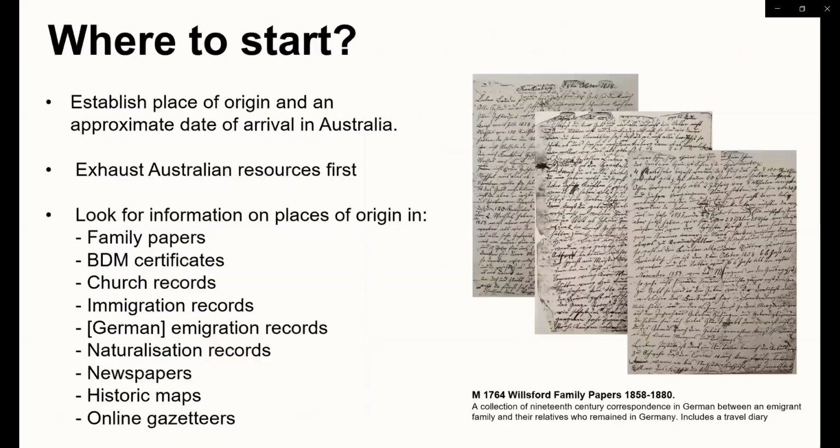So where to start? It's critical to establish first the place of origin and an approximate date of arrival in Australia. We exhaust Australian resources first, simply because they're easier to access. We can look for information on places of origin in family papers, birth, death and marriage certificates, church records, immigration records and German emigration records, naturalisation records, newspapers, old maps and online gazetteers.